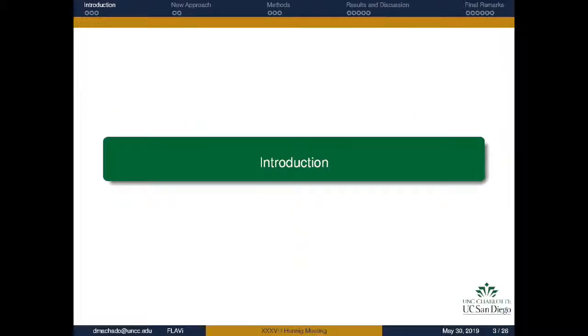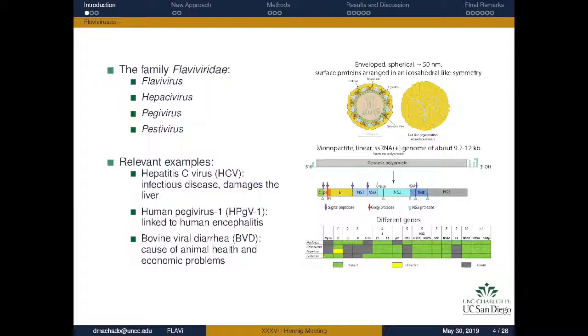materials. Introduction. The family Flaviviridae is composed of Flavivirus, Hepacivirus, Pestivirus, and Pegivirus. These viruses are enveloped, spherical, and have about 50 nanometers in diameter. Their genomes are single RNA molecules that encode for a single polyprotein with about 12 protein-coding genes inside. The gene content varies among genera.